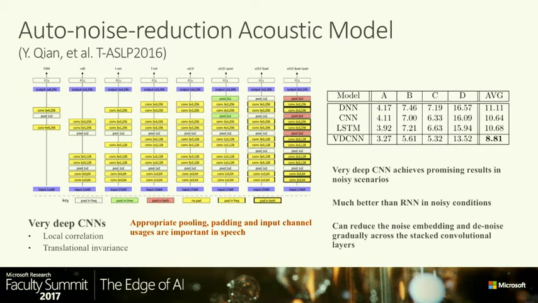With the in-depth analysis, we can find the very deep convolutional neural network can reduce the noise embedding, and it can denoise and dereverberate gradually across the stacked convolution layers. More detail can be found in our transactions paper.